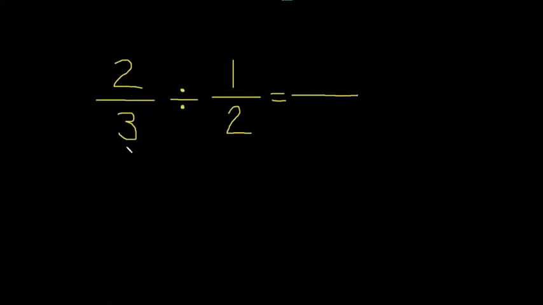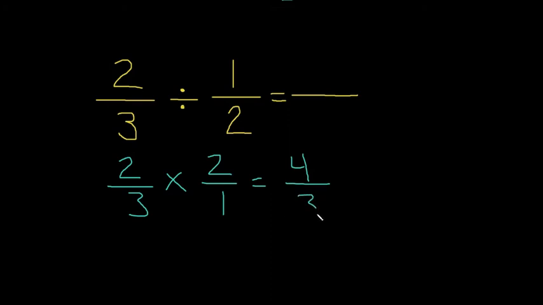Let's try this again. 2/3, we're going to rewrite it, keep, change, and flip. Now in this case, I look at my diagonals. I know that my answer will already be simplified because I can't do anything either way. So 2 times 2 is 4. 1 times 3 is 3. 4/3. It's an improper fraction. If my answers are improper fractions, then I don't have to do anything else.